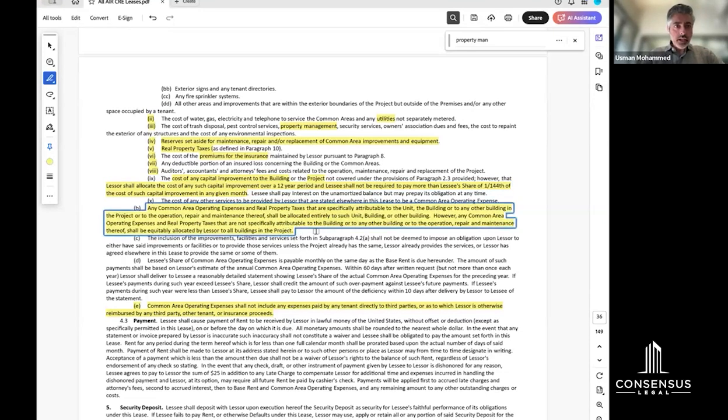Any common area, is this the one? Yeah, I think this is the one. Any common area operating expenses that are specifically attributable to the unit. So that power panel example, if it's only attributable to your unit, then it shall be allocated entirely to your unit. So it would not be passed through to all the tenants there.